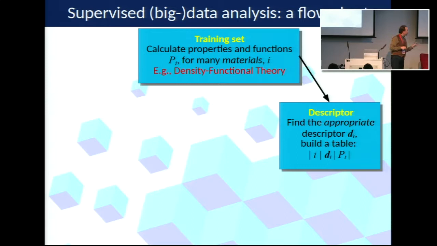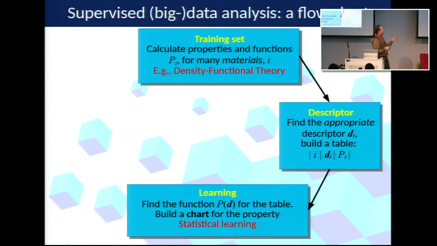So typically we have a specific property that we want to model, an energy, or a band gap, or anything even more complex of a material. And then we want a way to numerically characterize the material. So this is the descriptor. It's normally a string of numbers that is usable in a mathematical sense to find a mapping from this descriptor to the property itself. Now, there is always a lot of discussion on which statistical learning method to use.